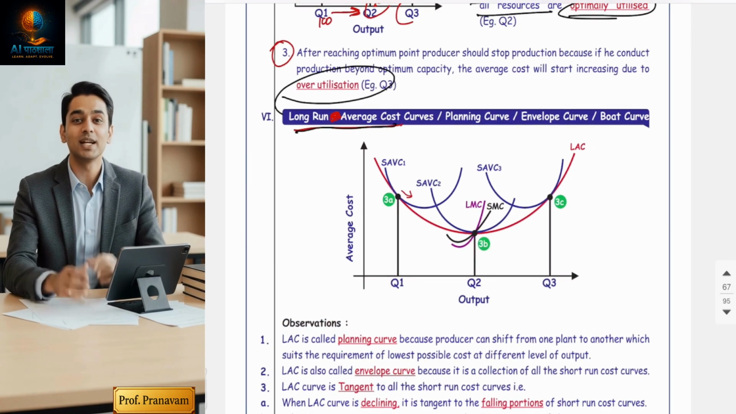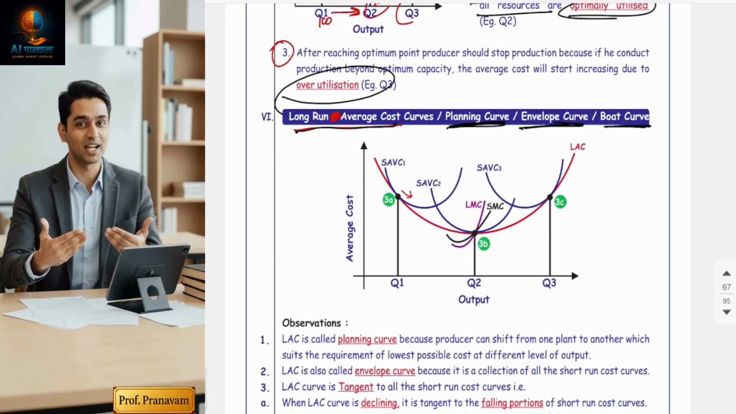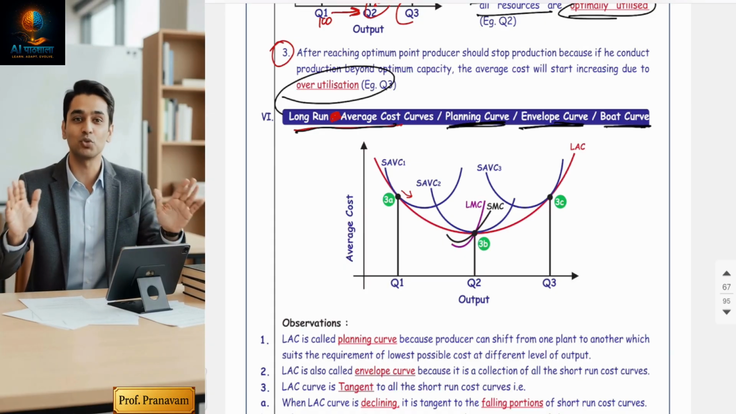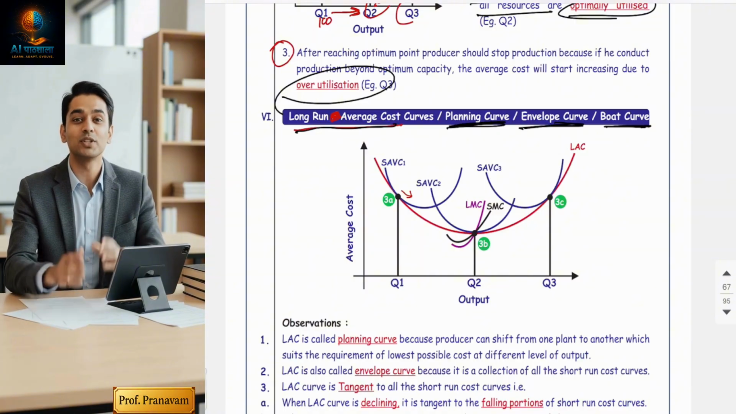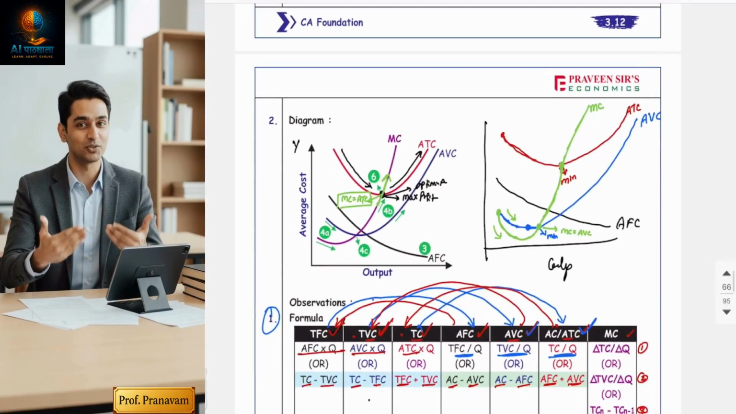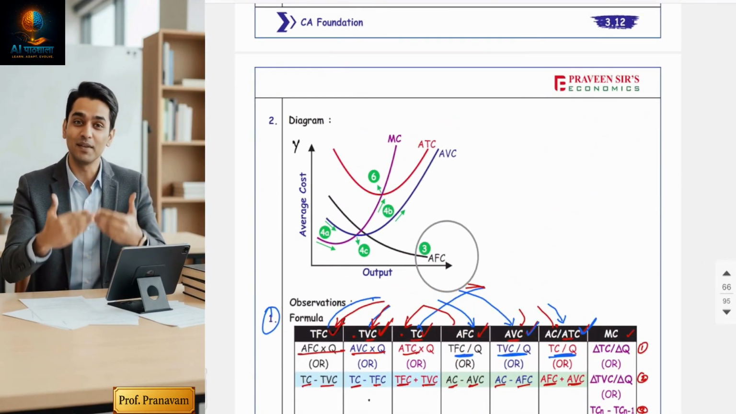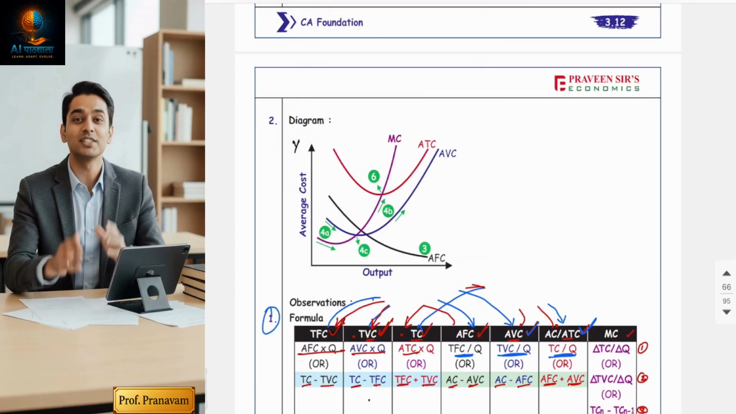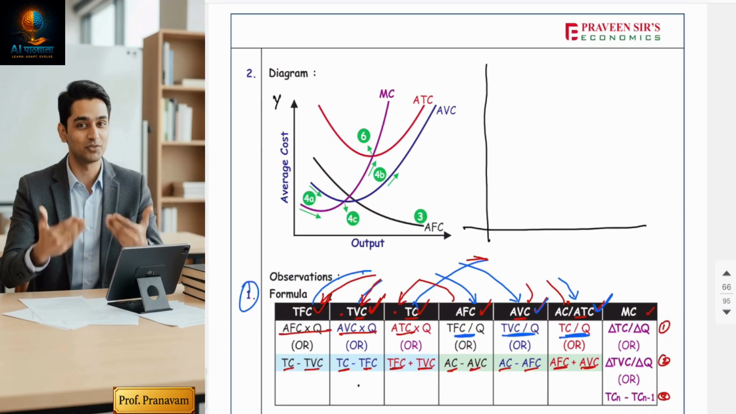The long run average cost curve is also called the planning curve, the envelope curve, and the boat curve. Now, listen, the short run is called the plant curve. The long run is called the planning curve and envelope curve. So how has this curve been derived? Guys, the long run is always derived from the short run.